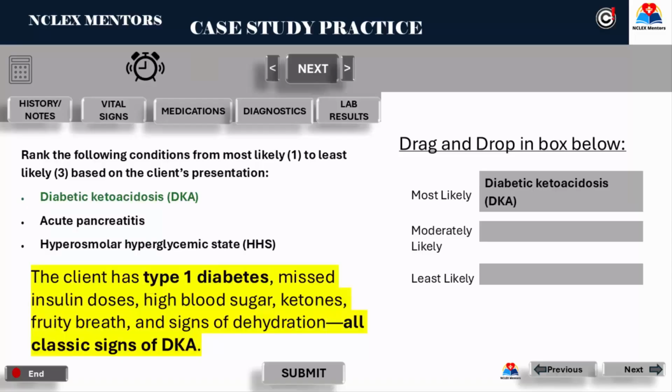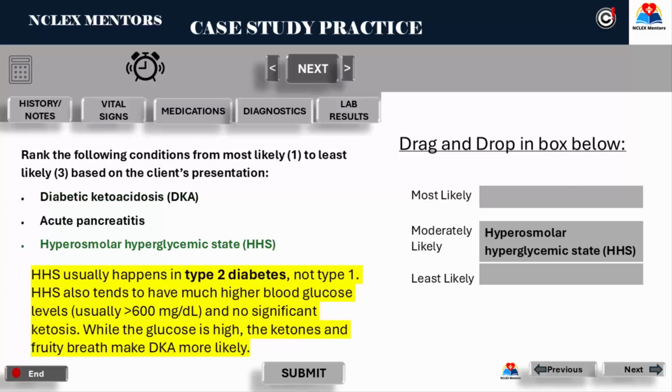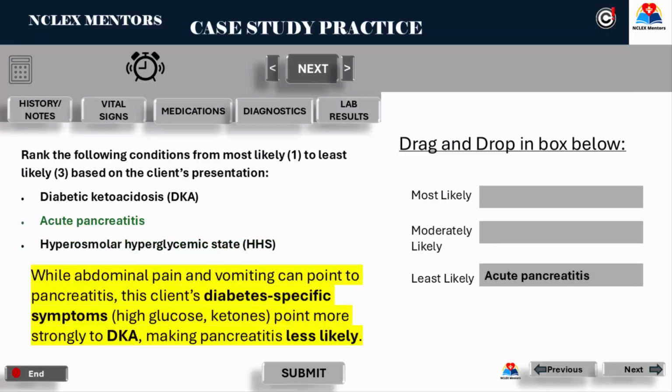Diabetic ketoacidosis, DKA. This is the most likely condition. The client has type 1 diabetes, missed insulin doses, high blood sugar, ketones, fruity breath, and signs of dehydration, all classic signs of DKA. Hyperosmolar hyperglycemic state, HHS. HHS usually happens in type 2 diabetes, not type 1. HHS also tends to have much higher blood glucose levels, usually over 600 milligrams per deciliter, and no significant ketosis. While the glucose is high, the ketones and fruity breath make DKA more likely. Acute pancreatitis. While abdominal pain and vomiting can point to pancreatitis, this client's diabetes-specific symptoms, high glucose and ketones, point more strongly to DKA, making pancreatitis less likely.